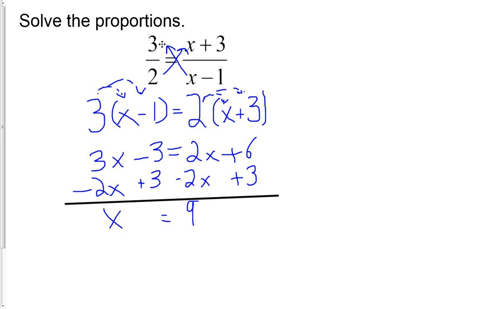Plugging it back in, 3 over 2 equals 9 plus 3 is 12, over 9 minus 1, 8. Does that equal 3/2? Yep, divide by 4, divide by 4. That works. Okay. Feel free to do these quick checks on your own. Very highly recommended to do it on any test or assessment, because if you can check your answer, why not? Especially if you've got a calculator as well.